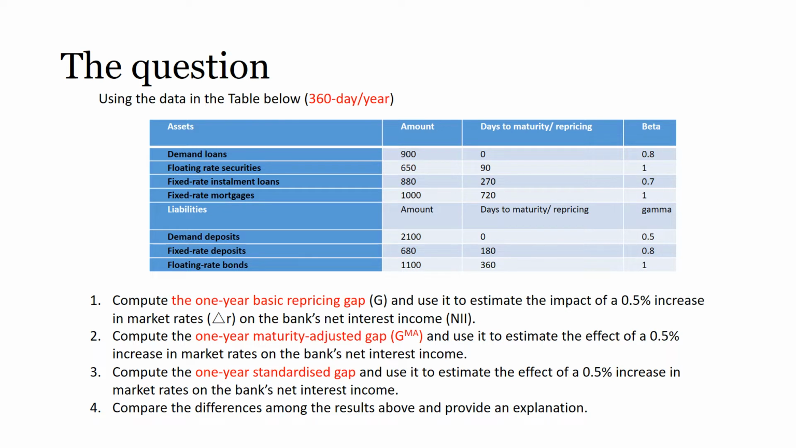Now, the first thing you need to keep in mind always is that in this question and for all the calculations, 1 year has 360 days, not 365. Then essentially you have to calculate 3 measures of repricing gap. One, the basic one. Second, 1 year maturity adjusted gap, 1 year standardized gap, and finally you have to compare the results.